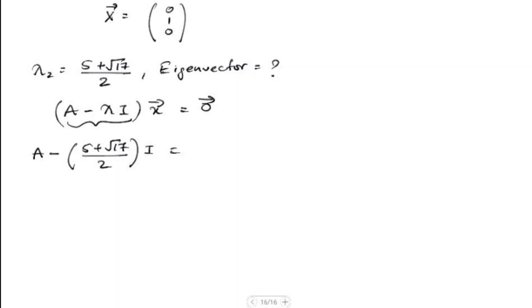If you solve this, you will get (3 minus root 17) divided by 2, minus 2, and 2, and here you have 0, minus (5 minus root 17) divided by 2, and here we have 0, and then we have 1, 1, and minus (3 minus root 17) divided by 2.